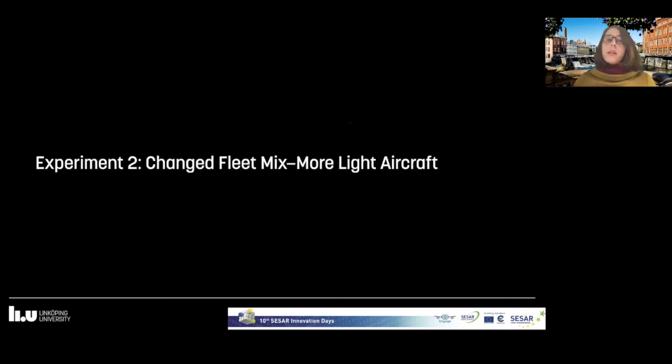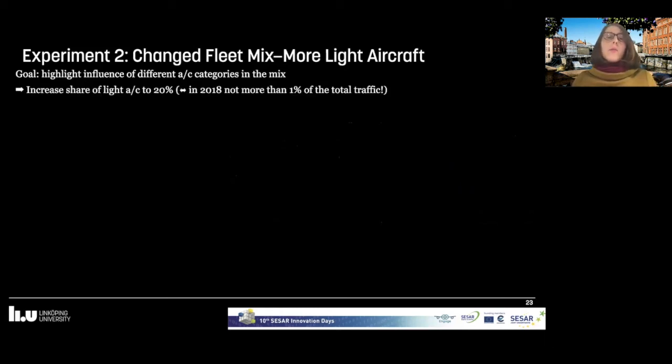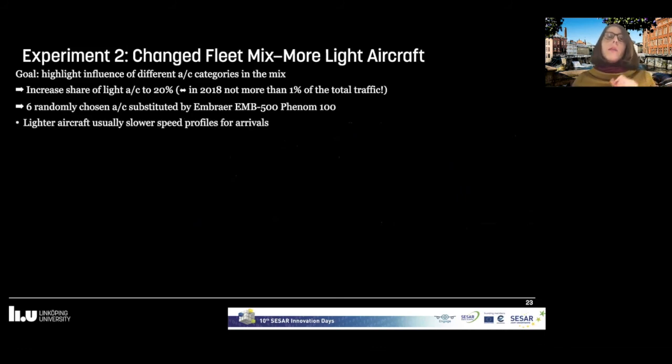We look at a different experiment where we change the fleet mix and increase the number of light aircraft. So this is more a proof of concept to see how different aircraft categories influence our trees. For that, we artificially increase the share of light aircraft to 20%. And that's far off from what we can observe in reality. So what we did is we just randomly chose 6 aircraft and substituted them by a light aircraft. Again, remember, they usually have slower speed profiles for arrivals.